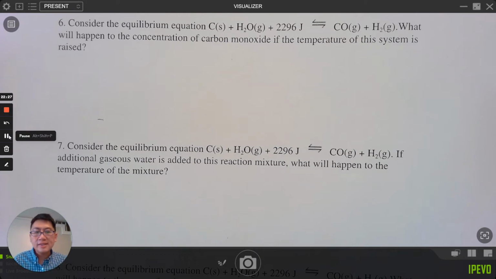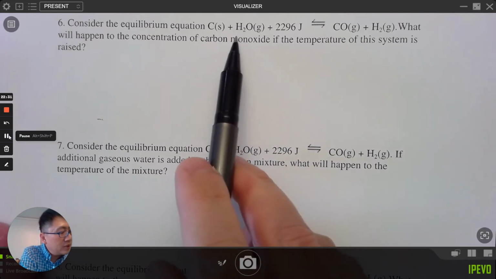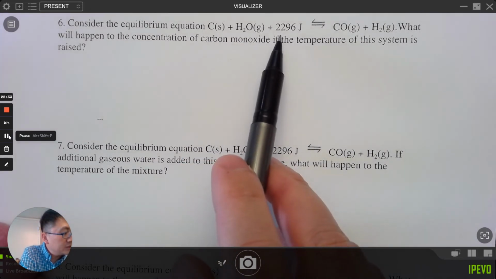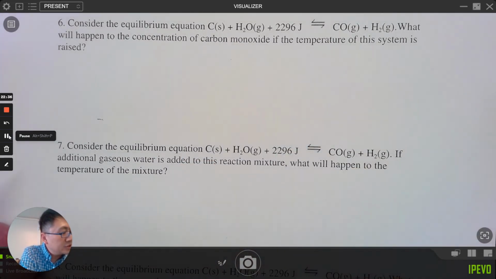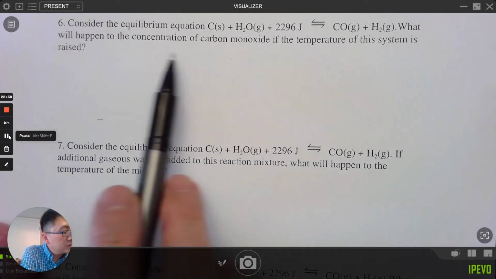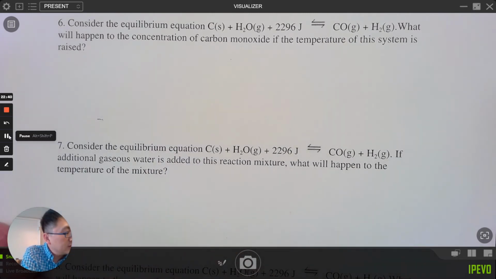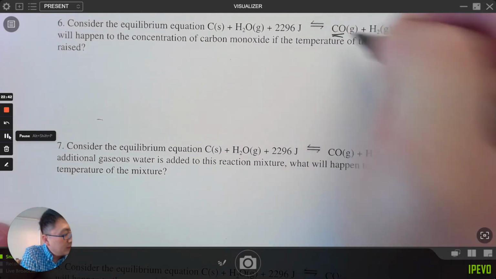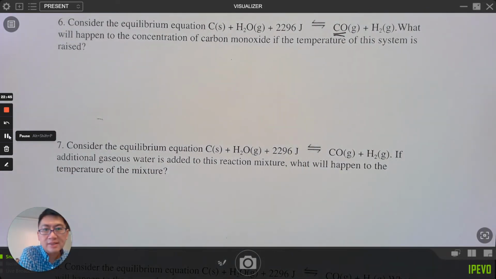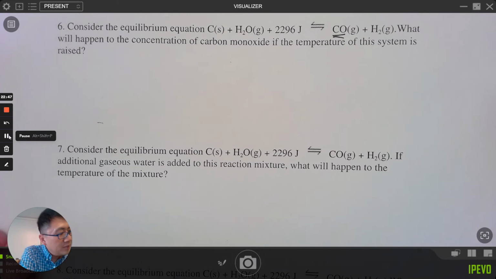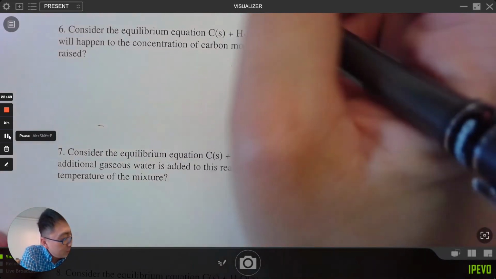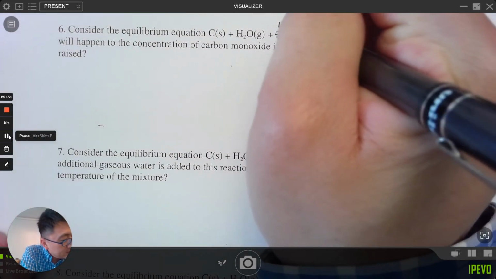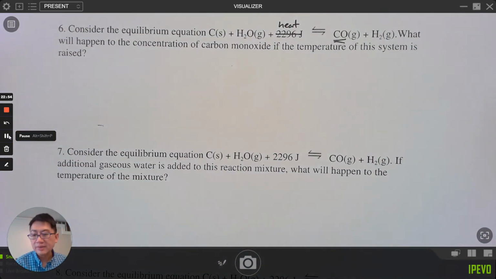Question number 6 says, consider the equilibrium equation: carbon and water and energy, or heat, makes carbon monoxide and hydrogen. What will happen to the concentration of carbon monoxide, CO, if the temperature of the system is raised? I'm going to rewrite this. Who cares what the number is? That's heat, or energy.